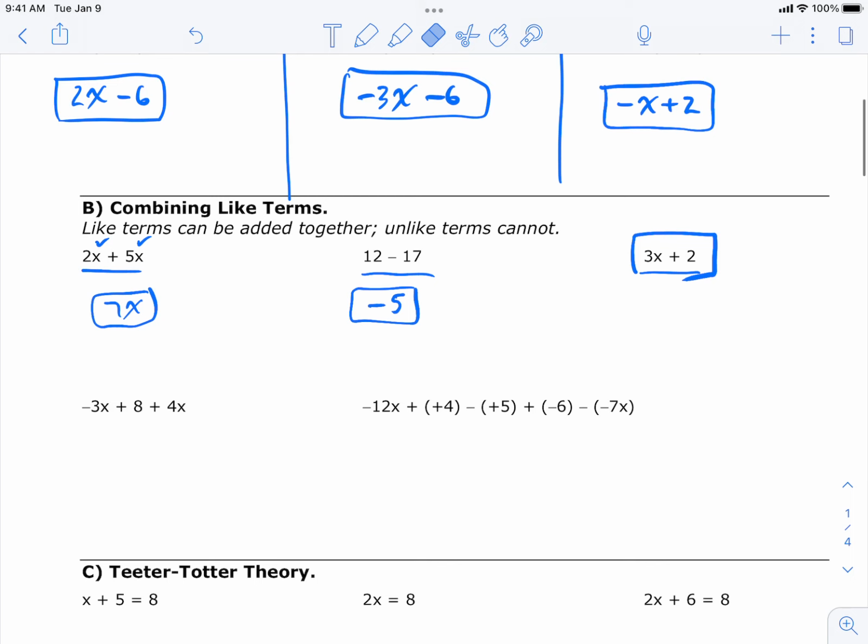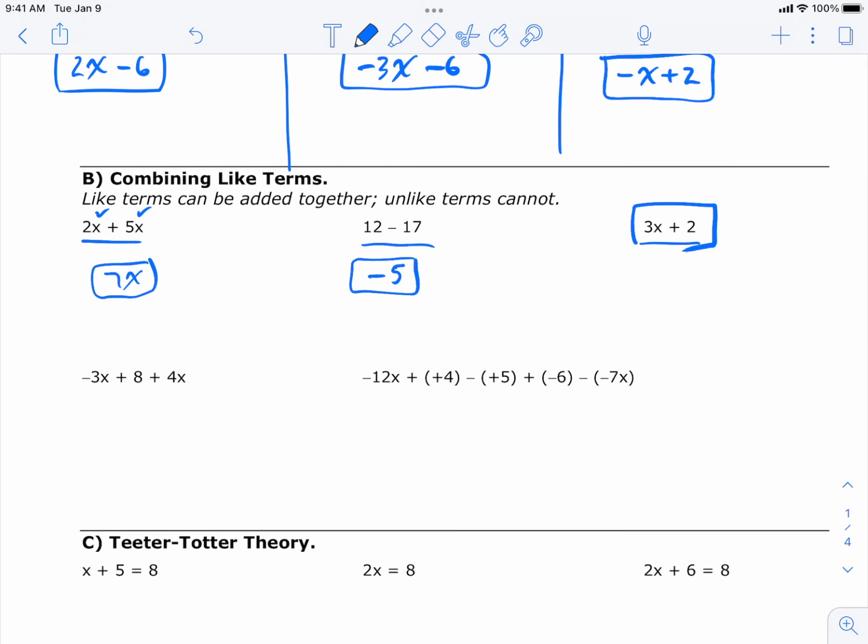Now, this one's getting a little bit funkier because we've got 3 terms here. So what you've got to do is look at terms that are the same, or at least like. If this has an x and this has an x, then those are called like terms. They're both x terms. To be like terms, you have to either be both pure numbers or both have x. Or later on, if they both have x squared, those would be like terms and so on.